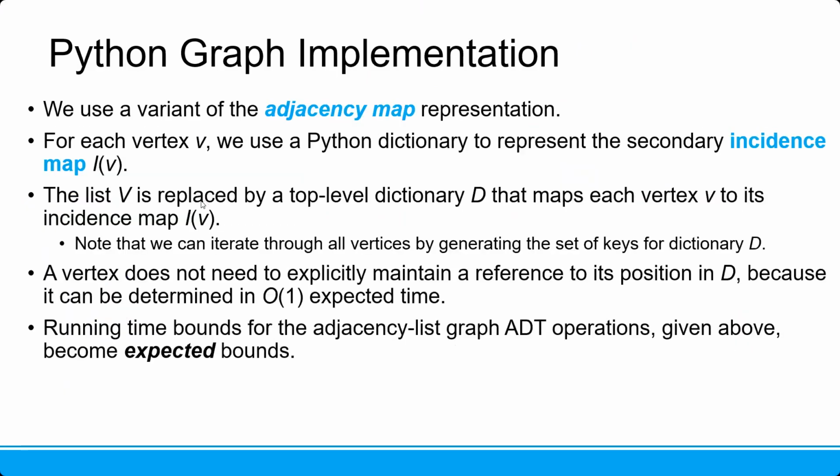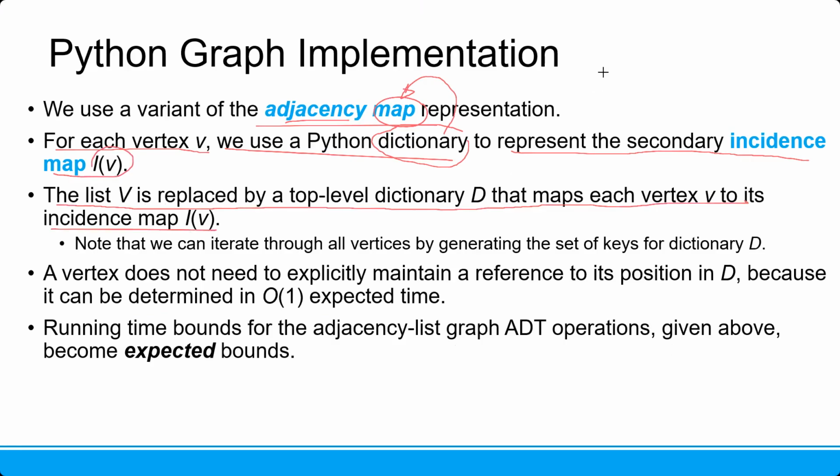So in Python, we can have a variant called the adjacency map. If you still remember the map, we can also use a map to represent this adjacency. For each vertex v, we can use a Python dictionary. The dictionary is a kind of map. It is used to represent the secondary incident map, Lv. So the list V is replaced by a top-level dictionary D that maps each vertex v to its incident map Lv.